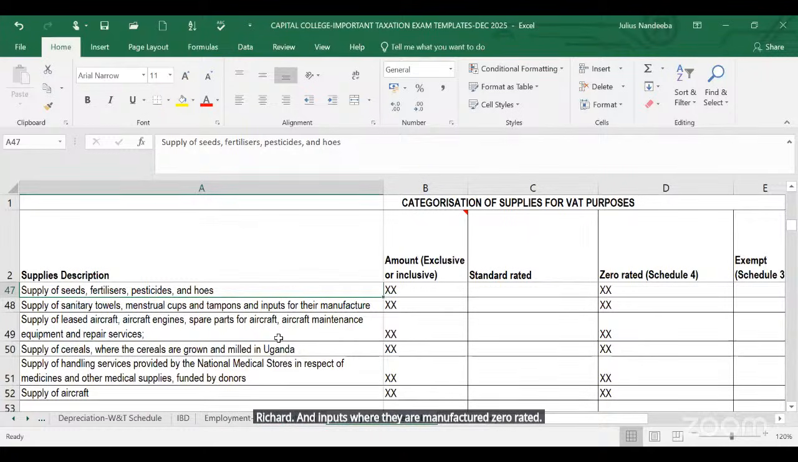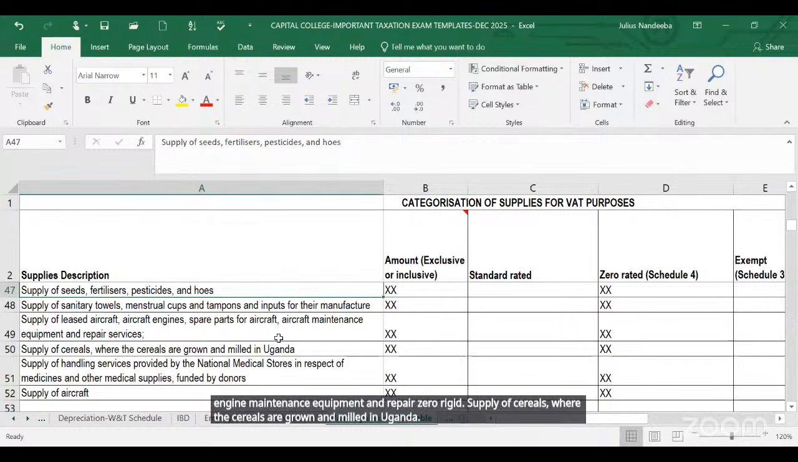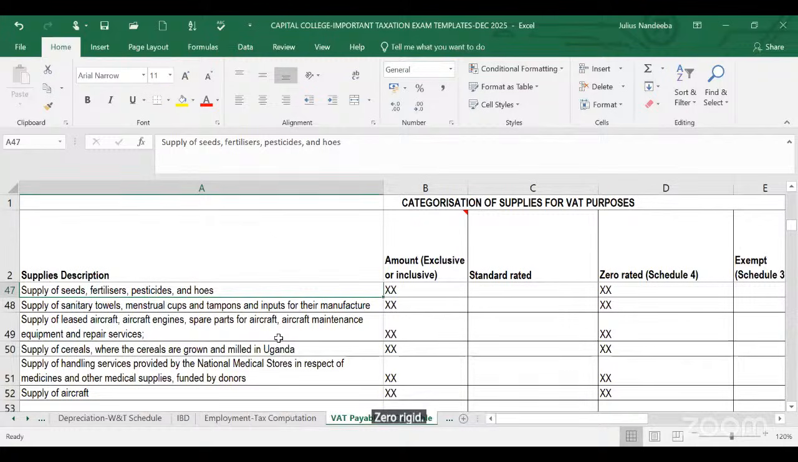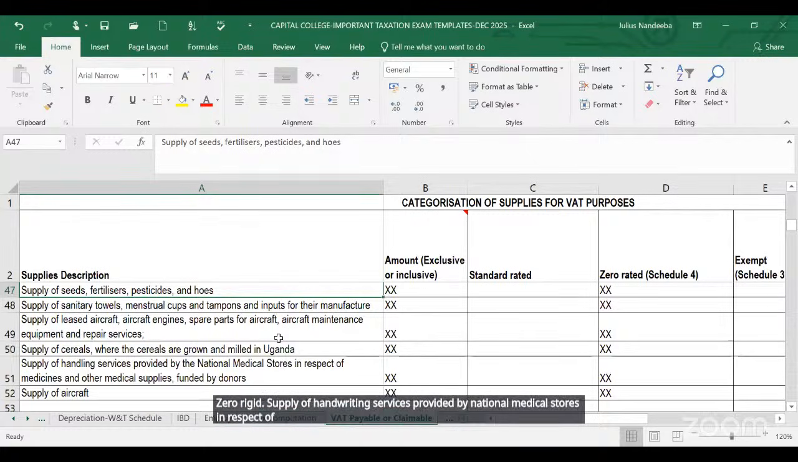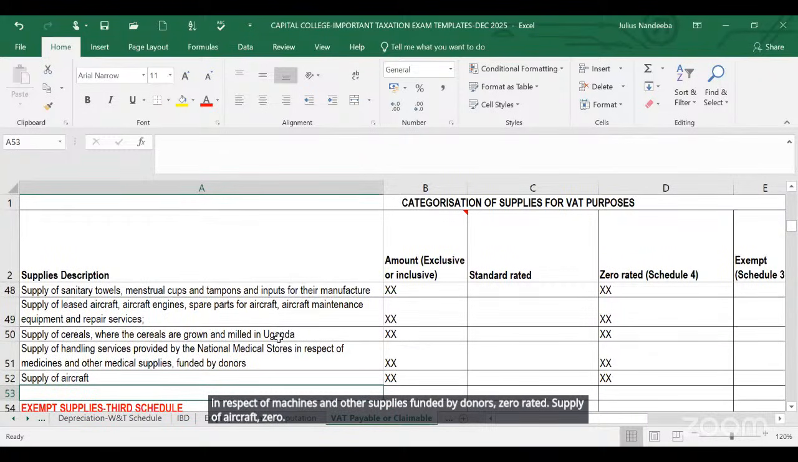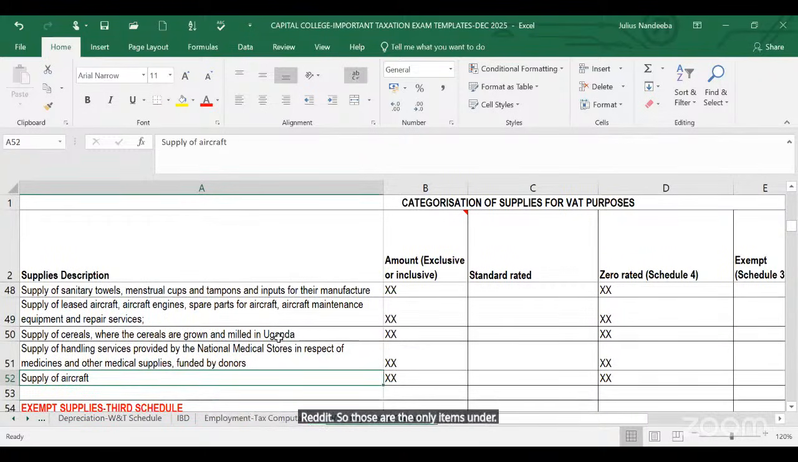Supply of leased aircraft engines, spare parts of aircraft, engine maintenance equipment and repairs, zero rated. Supply of cereals, where the cereals are grown and milled in Uganda, zero rated. Supply of handling services provided by National Medical Stores in respect of machines and other supplies funded by donors, zero rated. Supply of aircraft, zero rated. So those are the only items under zero rated.